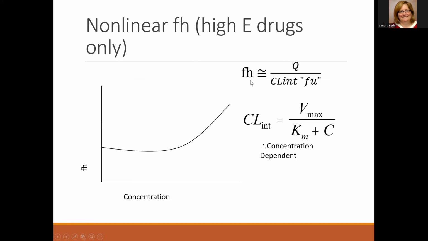So only high E drugs, remember FH, you may not remember this, but we can get FH down to being approximately blood flow over intrinsic clearance times binding. And really what this comes down to is nonlinear intrinsic clearance again, where if the concentration is in the same vicinity as the Km, it will become concentration dependent, and the fraction that makes it through the liver will start to increase as you increase the concentration. That's it for that one.